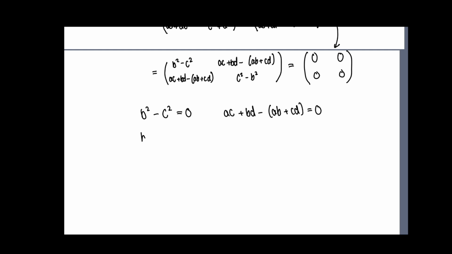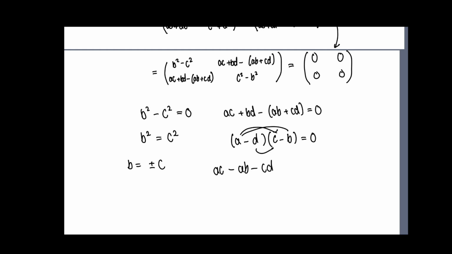So if we solve this, we get B squared is equal to C squared. So B is equal to plus or minus C. And this we can write as a product of two brackets. So if we put A over here, A minus D multiplied by C minus B would give us this. We just need to check that: AC minus AB minus CD plus BD, which is what we have above.